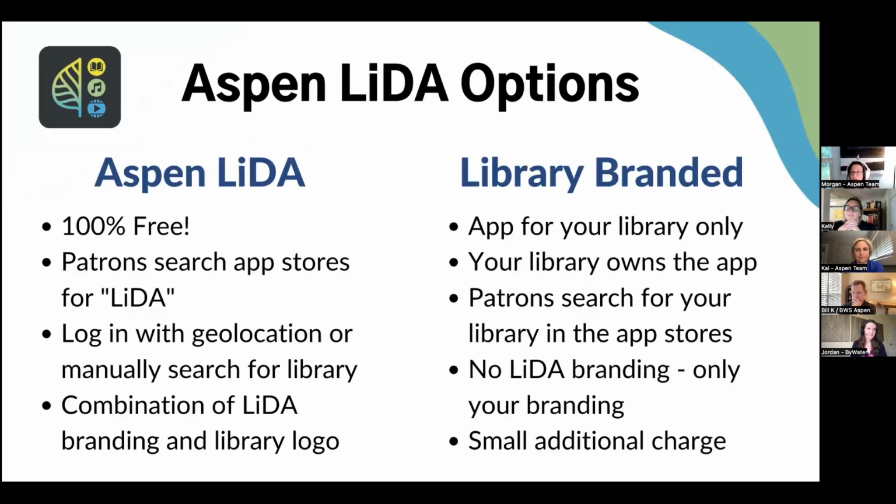There are two varieties of Aspen LiDA: just Aspen LiDA, and library branded LiDA. Aspen LiDA is the default that you have access to with every installation of Aspen Discovery. Like I said before, if you have Aspen Discovery, you have Aspen LiDA by default for free if you want to enable it and promote it to your patrons. Patrons will search the app stores for LiDA, and then they'll be able to use geolocation or manually search to find their library. This works very similar to how other big library apps like Libby and Hoopla work.